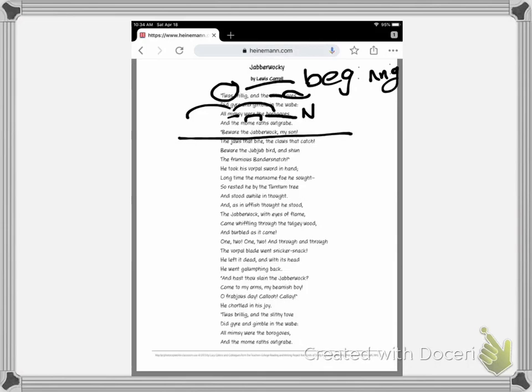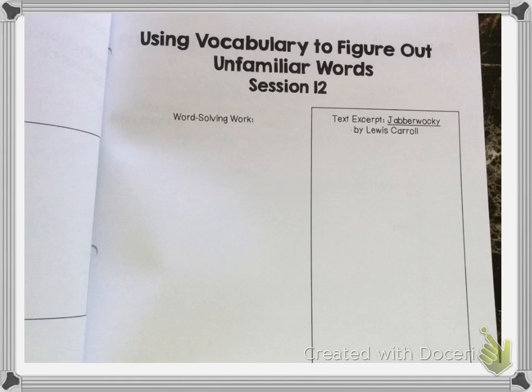That's the type of work that, as you are reading in your fantasy stories, you could be doing so that you're understanding words and things that you're coming across. So when we talk about this word solving work, those are the types of things that I would like for you to be doing as you're reading in your fantasy stories.